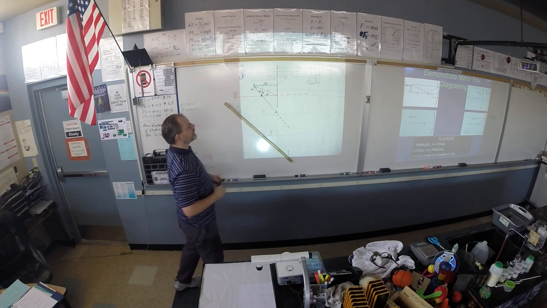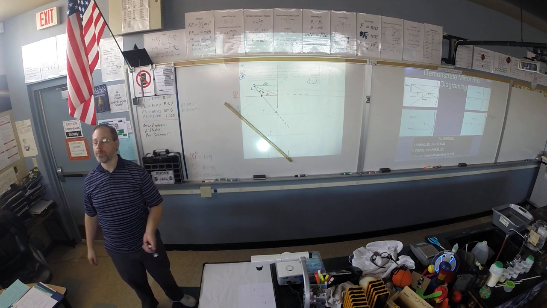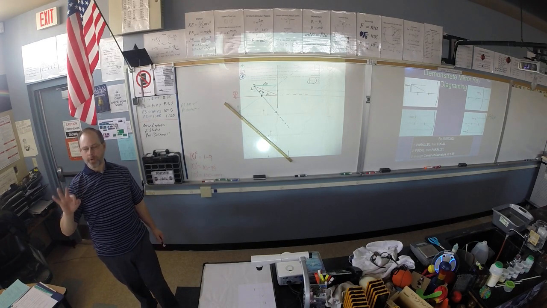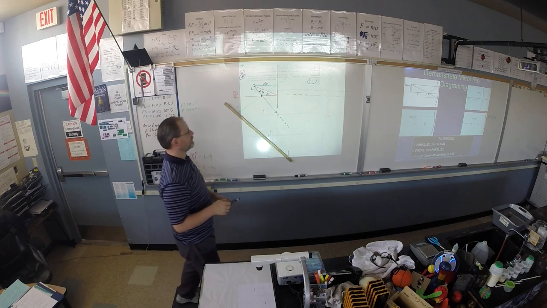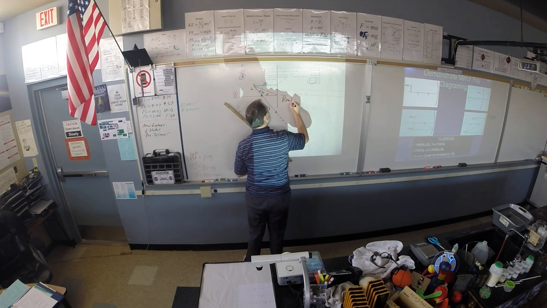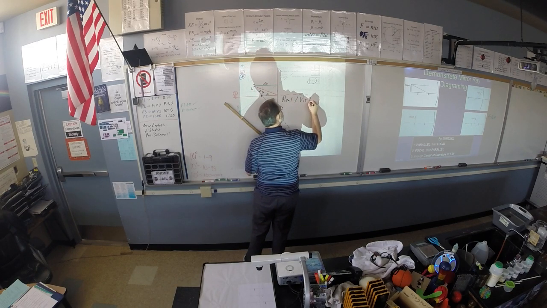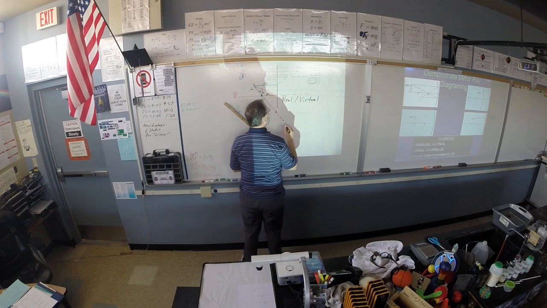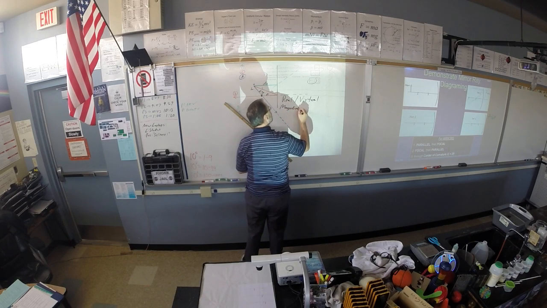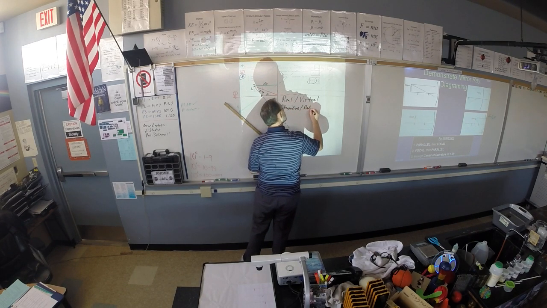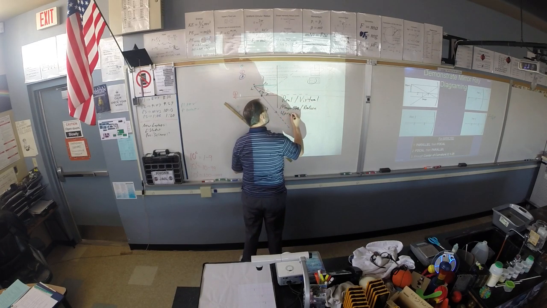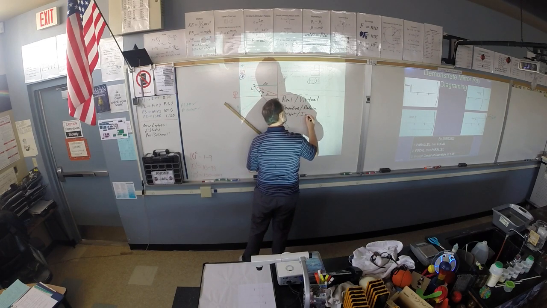So we can address some numbers and some words. Each image gets 3 words. The image is either real or virtual. It's either magnified or reduced. And it's either upright or inverted.